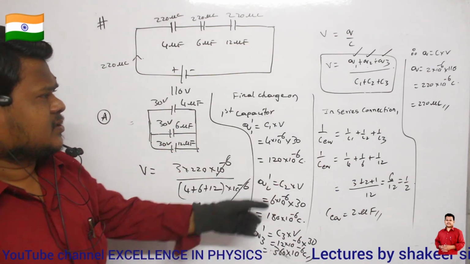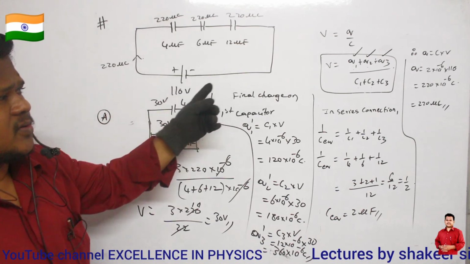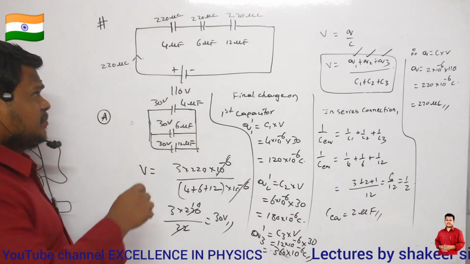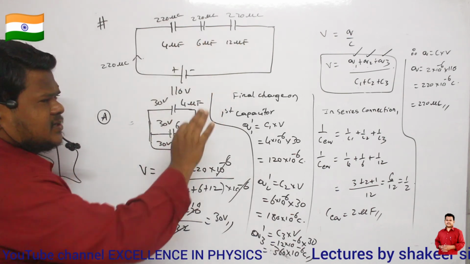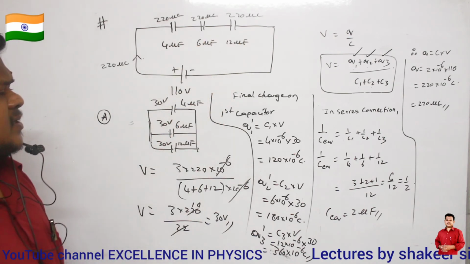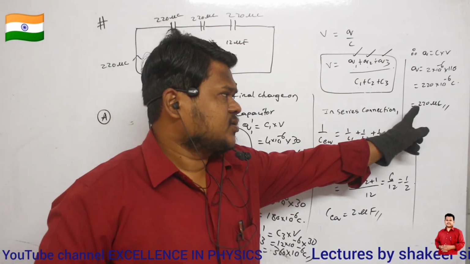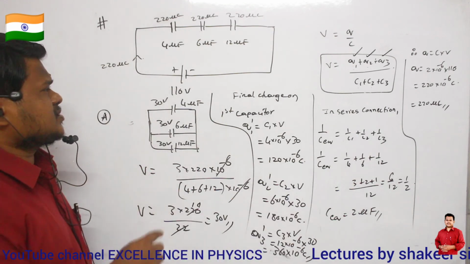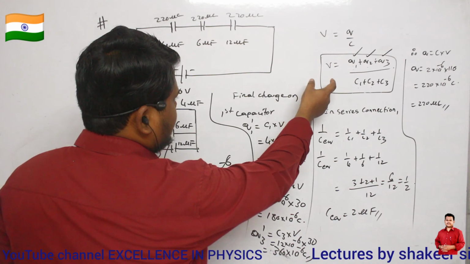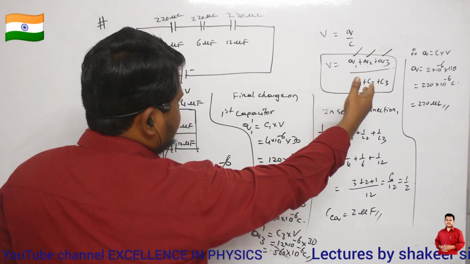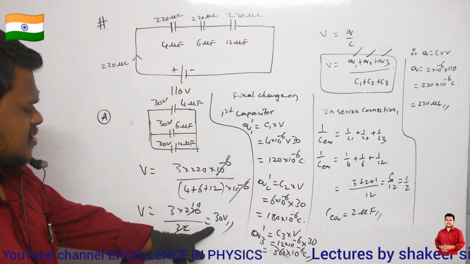But we don't know the values of Q1, Q2, Q3. So first I calculated the total charge. Because initially they are connected in series, every capacitor has the same charge. So 220 microcoulombs of charge is present on each capacitor. Now the common potential: Q1 plus Q2 plus Q3 divided by C1 plus C2 plus C3. The answer I got is 30 volts.